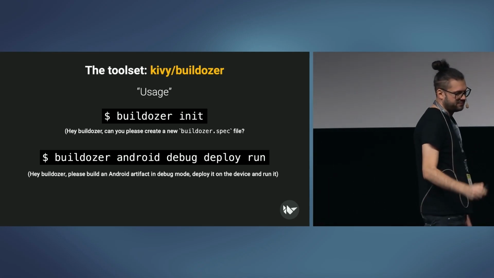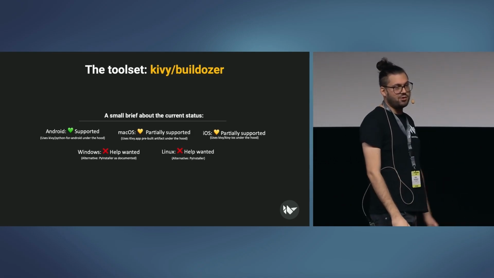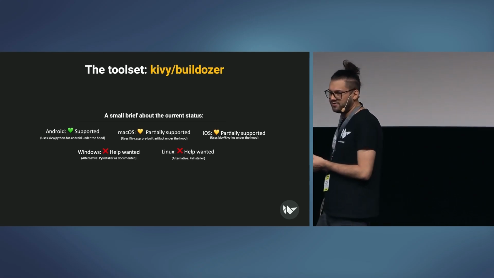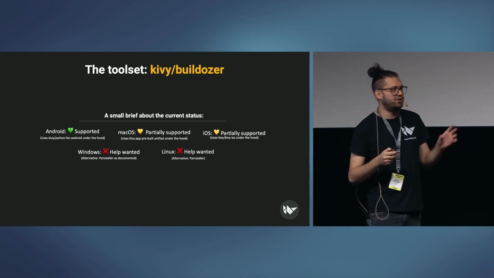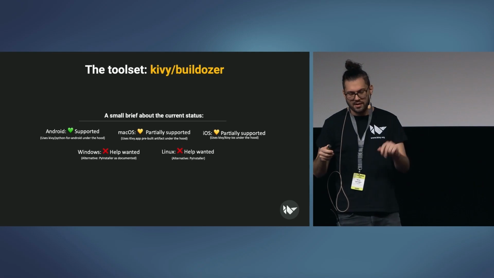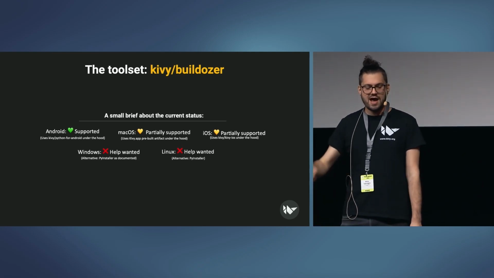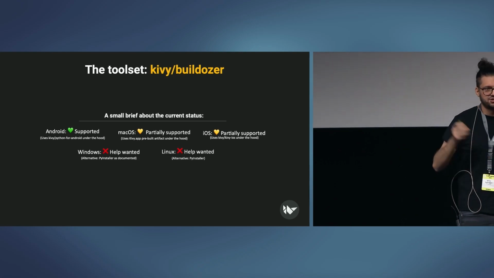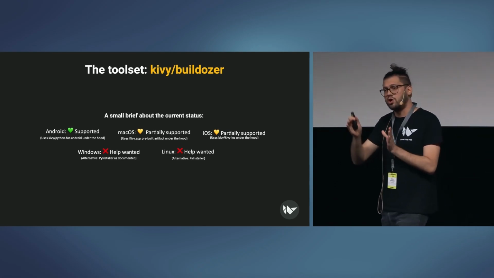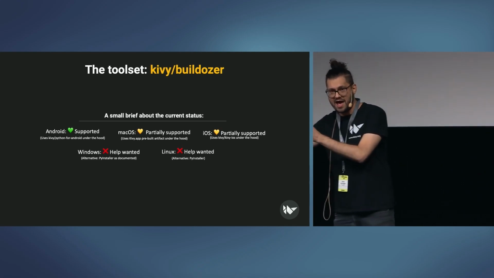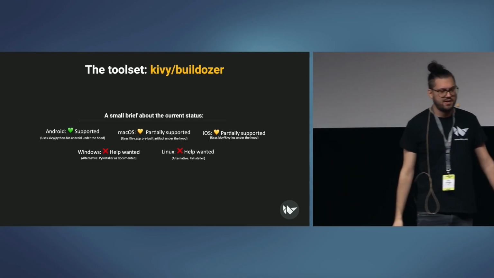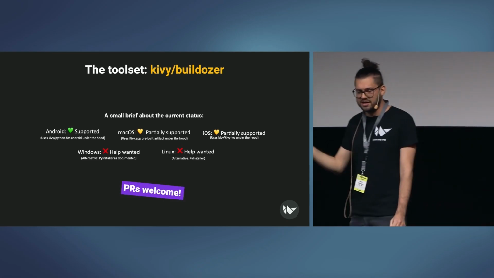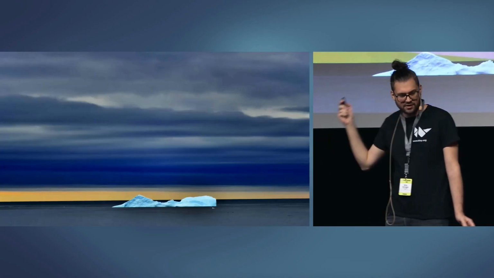Easy and effective. So let's have a brief look at the current status of Bulldozer. On Android, it is fully supported and uses python-for-android under the hood. On macOS, we use Kivy.app, a pre-built artifact, under the hood. And on iOS, it is partially supported, but uses Kivy iOS under the hood. Partially supported means that it doesn't support all the features that Kivy iOS has, but it's still fine. And on Windows and Linux, the alternative is PyInstaller, but PRs are welcome.